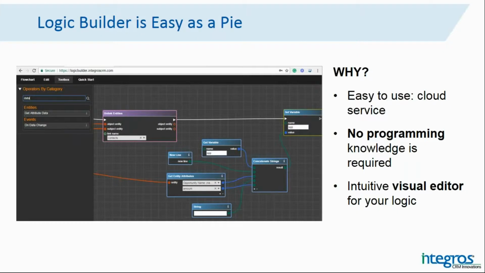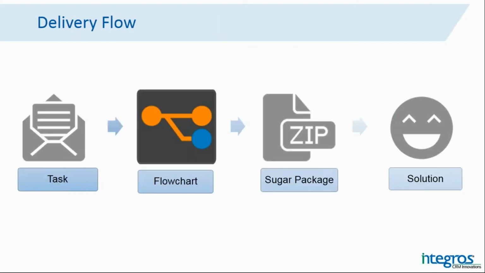The only thing I would suggest you do prior to the configuration is to get aware of your Sugar modules: what modules it has, what fields are in these modules, and so on. So the delivery process may be something like this: starting from receiving your challenge, configuring the solution in Logic Builder, automatically building a Sugar package, and then deploying it into Sugar. And that's it. So let's see how all this works in action.